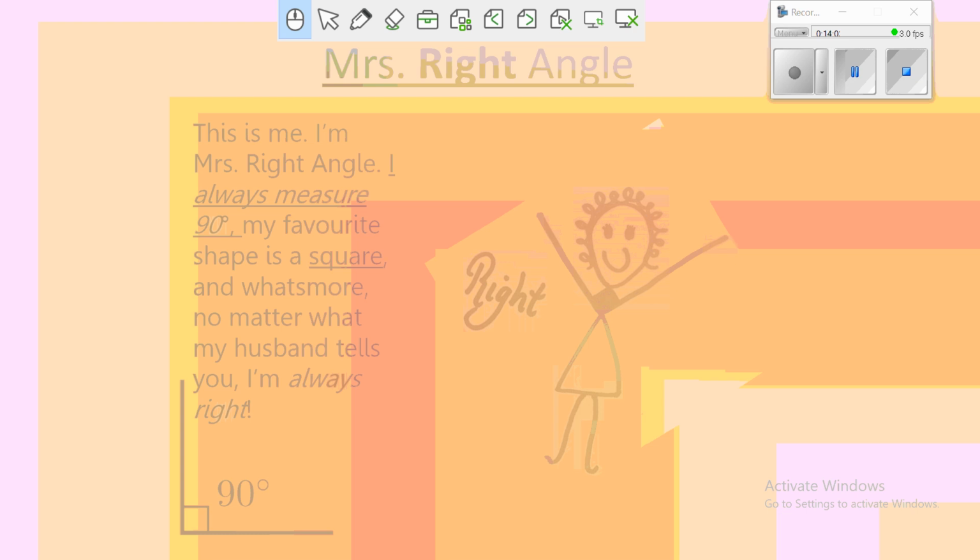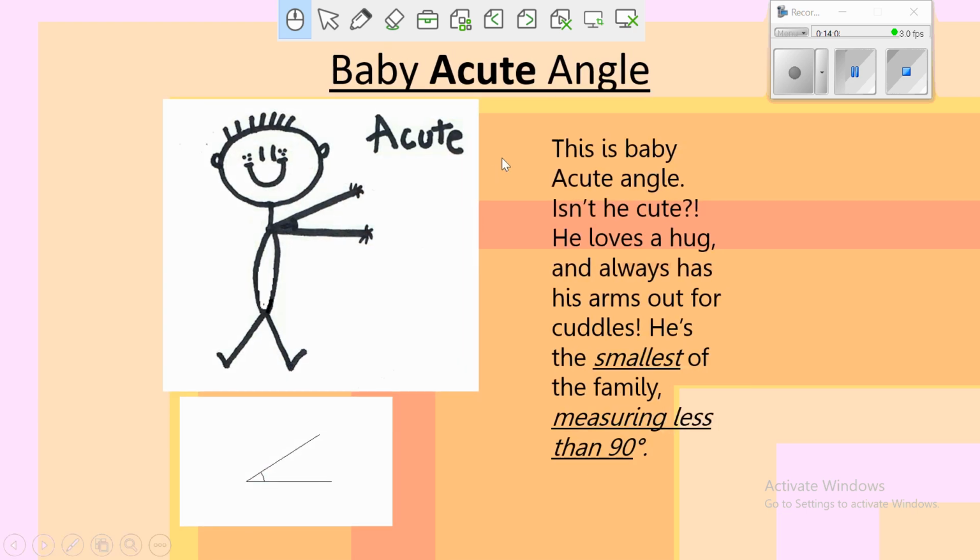Let's see the last member. Oh no, baby acute angle. This is the baby acute angle. Isn't he cute? He loves a hug and always has his arms out. He is the smallest of the family, measuring less than 90. So he is cute and so cute. He is less than the right, he is less than his mother, and measures less than 90.